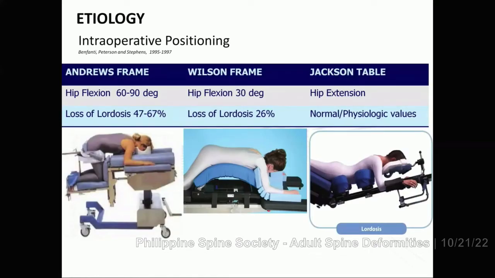Intraoperative positioning has also been identified as a cause, especially with the use of the old Andrews frame, wherein the hips were flexed 90 degrees. With this setup, lordosis loss is 67%. The ubiquitous Wilson frame, where the hips are flexed 30 degrees, there is a resultant loss of lordosis of about 26%. While the more modern frames like the Allen table and Jackson table, which allow for hip extension, it is possible to preserve physiologic lordosis during surgery.